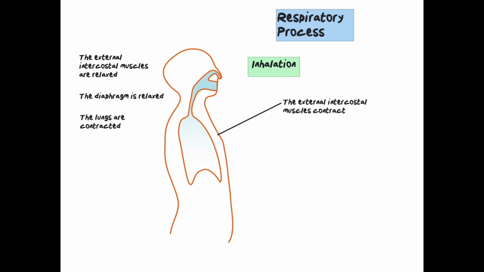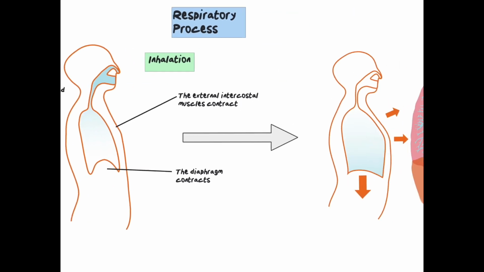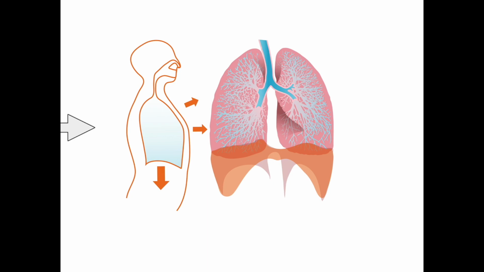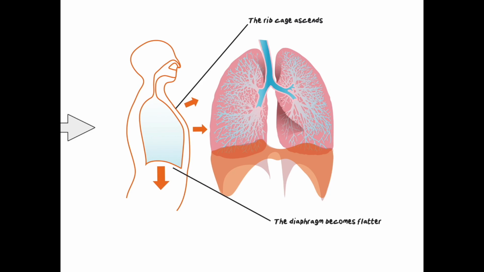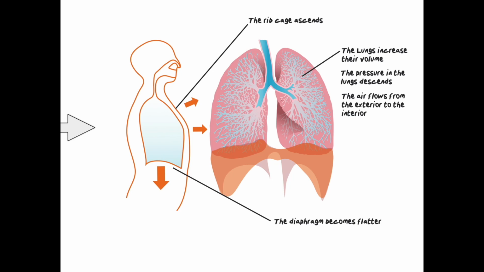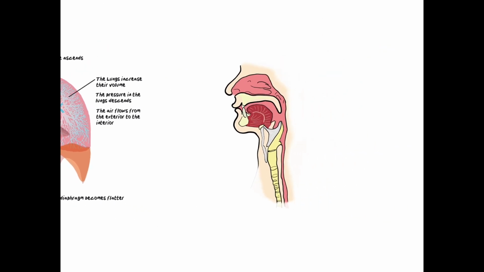In the inhalation, the external intercostal muscles contract. The diaphragm also contracts. Due to this, the ribcage ascends and the diaphragm becomes flatter. As a result, the lungs increase their volume. Due to this, the pressure in the lungs descends. The air always flows from high pressure places to low pressure places, so the air flows from the exterior to the interior of the lungs.